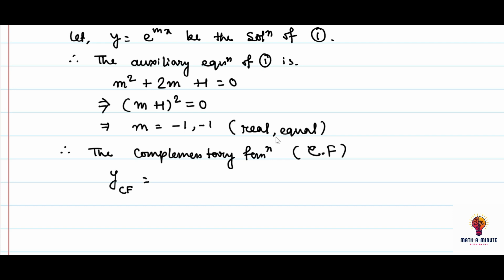So it will be C1 plus C2x e to the power minus 1 into x, so it will be e to the power minus x. Okay. And here you have to write that C1, C2 are arbitrary constants.